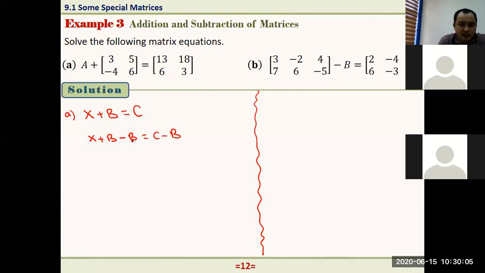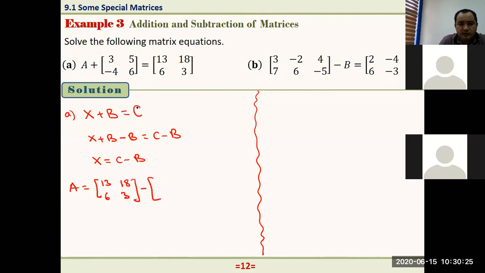And B minus B is the 0 matrix. 0 plus X is equal to X. So X is equal to C minus B. Using this, I can find A. What is A? A equals 13, 18, here we have 6 and 3.